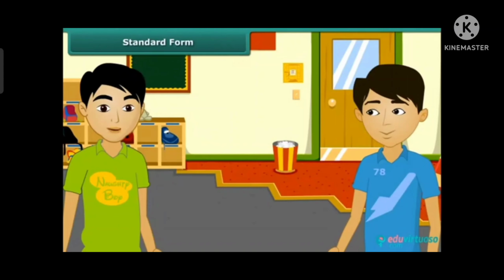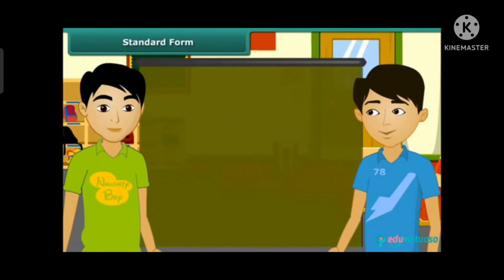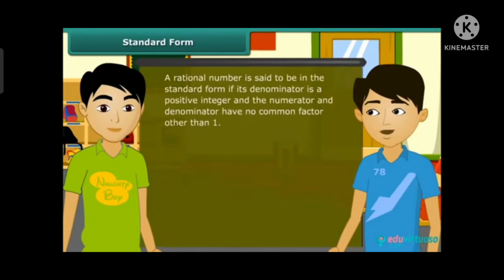Now read this statement. A rational number is said to be in the standard form if its denominator is a positive integer and the numerator and denominator have no common factor other than 1. That is, these all rational numbers are in the standard form. Yes, because their numerator and denominator have no common factor other than 1. And if the numbers are not in the standard form, then it is reduced in a standard form.